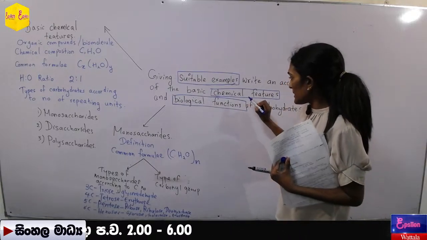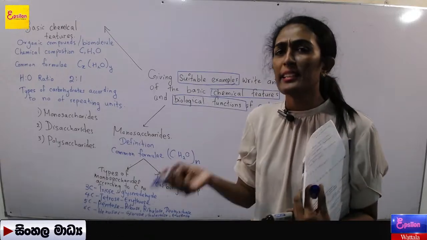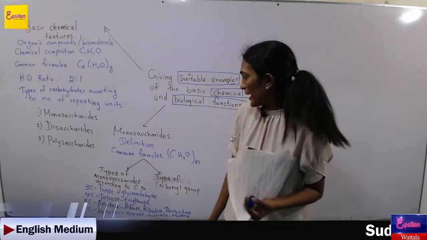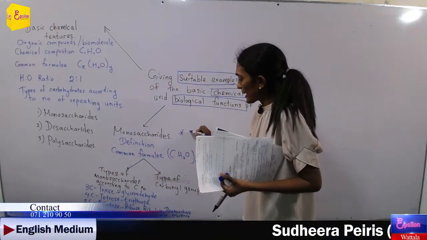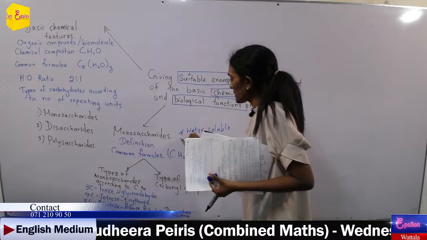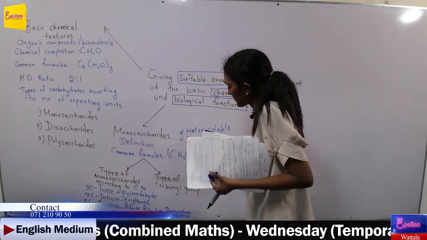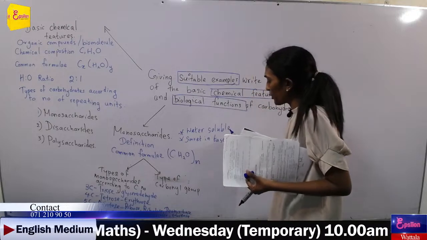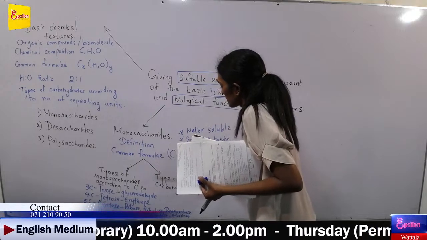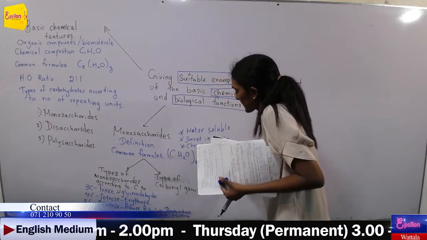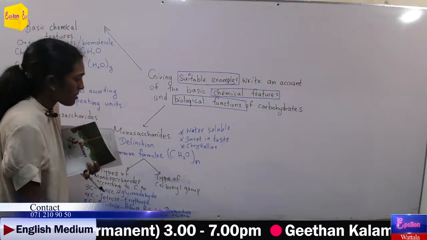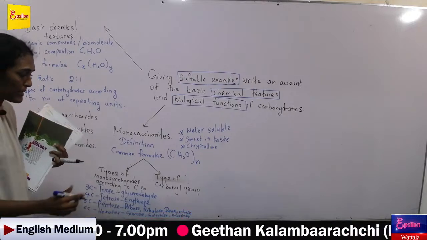So asking the chemical features, are we going to write a little about the nature, whether they are sweet, whether they are water soluble, isn't it? We can add those also, isn't it? Monosaccharides are water soluble, sweet in taste, crystalline form, isn't it? Correct. Okay? Then types of carbonyl group present also.